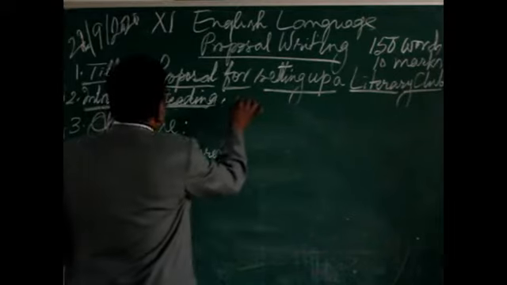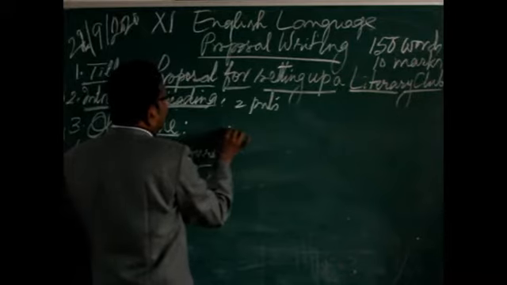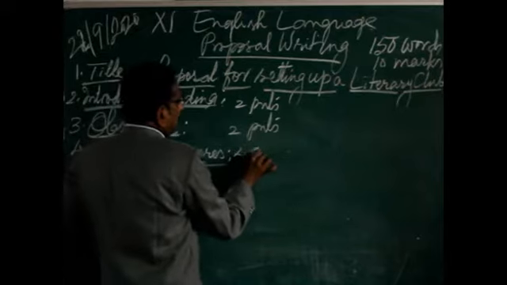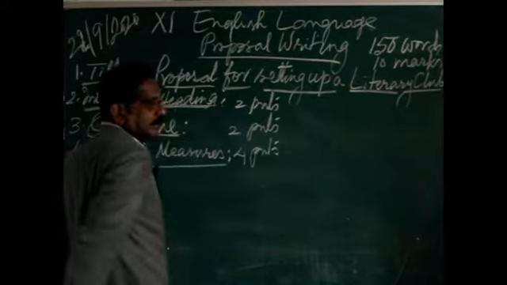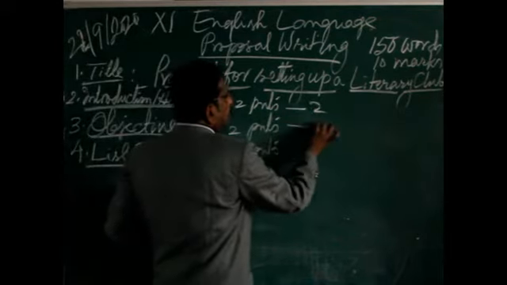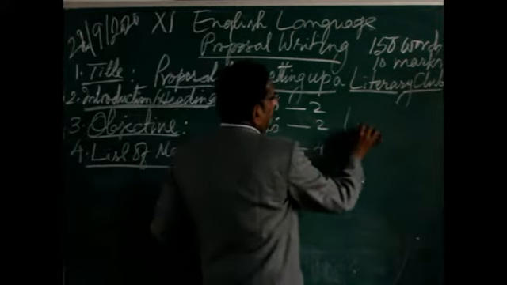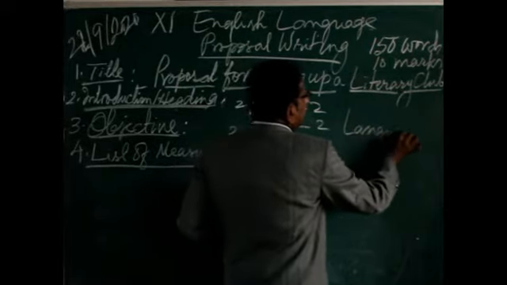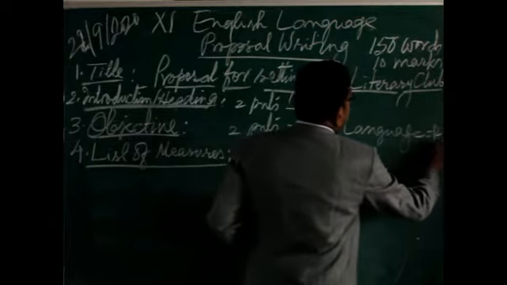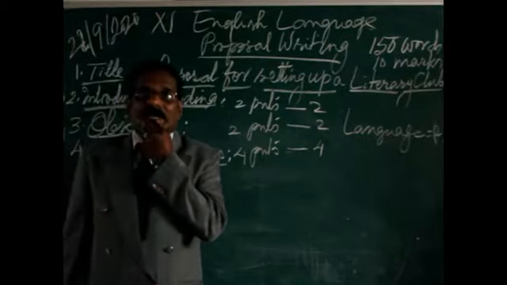So you have 2 points here and 2 points for this. And 4 points for this. So when the marks are assigned, you get 2 marks here, 2 marks here, 4 marks here, and for your language, you will get 2 marks. So you have a total of 10 marks. That's how the marks are allotted.